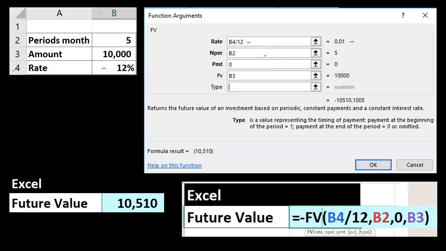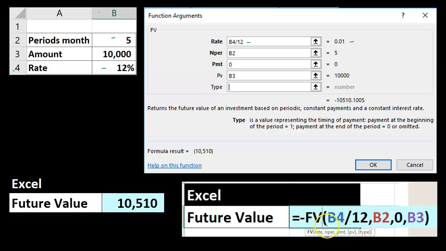Then we're going to have the number of periods is B2, 5. Those two coincide, 5 months, monthly rate. And then we have the payment is going to be 0, this not being an annuity, but a single sum. Present value then B3. B3 being the 10,000, result is negative 10,510. And then, of course, if we show that in Excel, it's going to be recorded. If we want to flip the sign, we can put a negative in front of the future value. That's how I would do it. And that'll give you a positive number, in essence, taking the balance, multiplying it times -1.